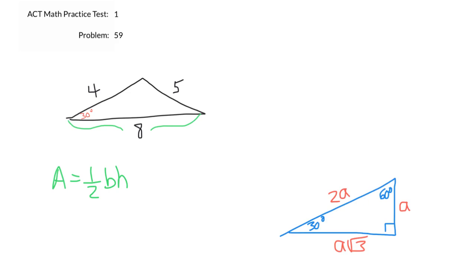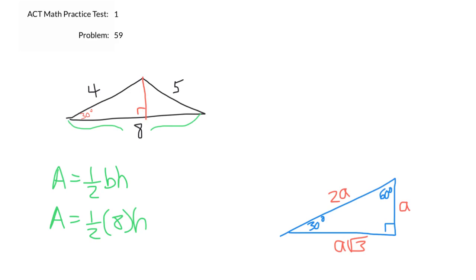Okay? Well, we have the base, don't we? It's 8. So the area of this triangle is going to be 1/2 times 8 times whatever the height is. But what's the height? Well, the height is the imaginary line that would connect the top all the way to the bottom in such a way that would form 90 degrees.